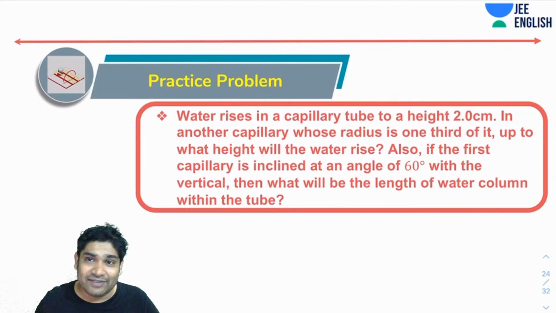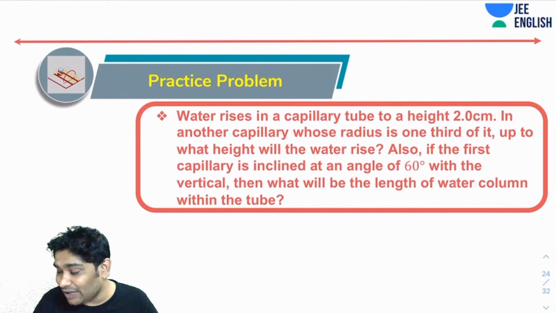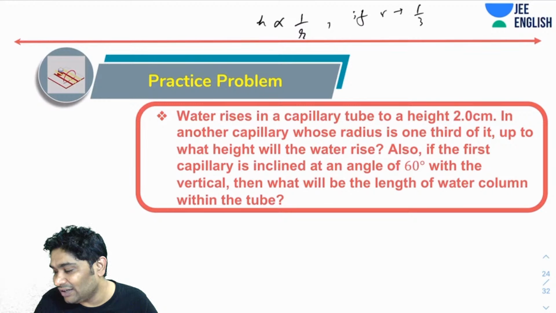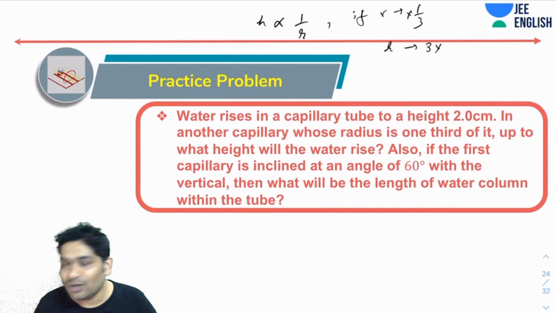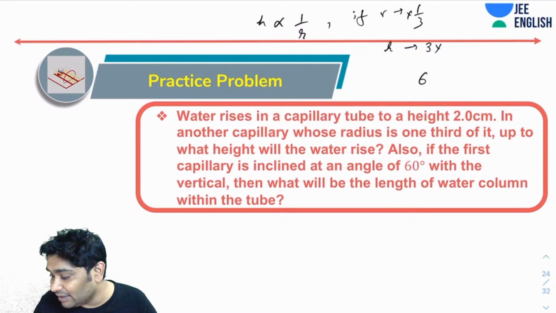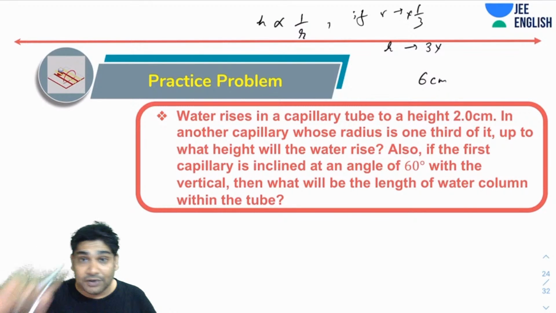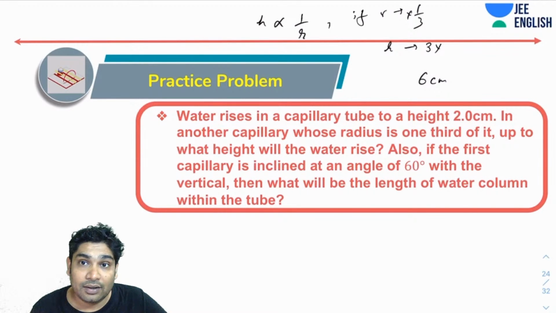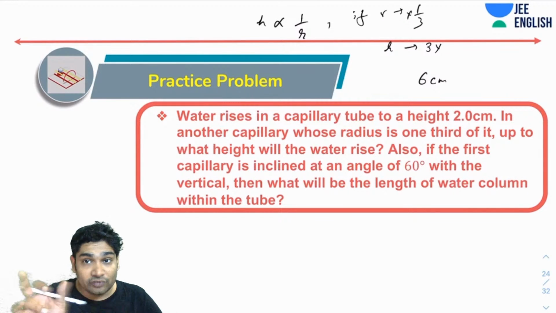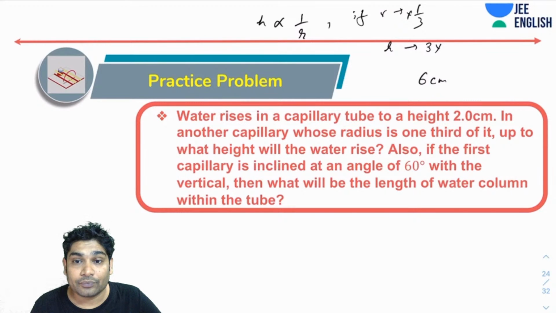Yes. So first part is very simple. You know that height of capillary rise is inversely proportional to R. So if R is 1/3, H would be 3 times. So the answer for first is very simple. So this is 6 centimeter. But what happens when you incline the capillary? Then what is the length of the water column in that?